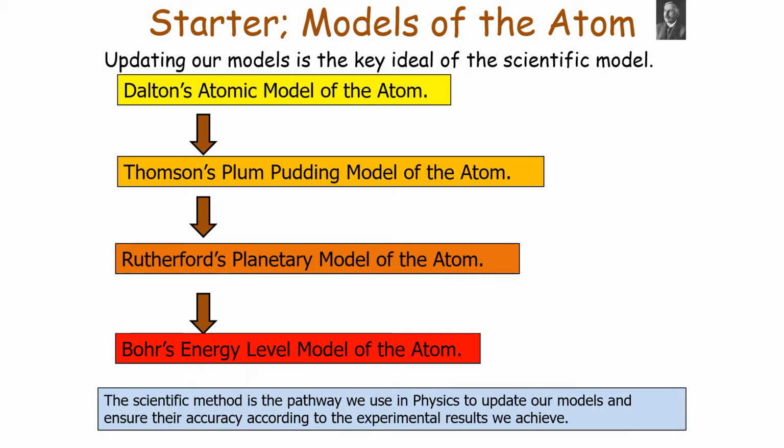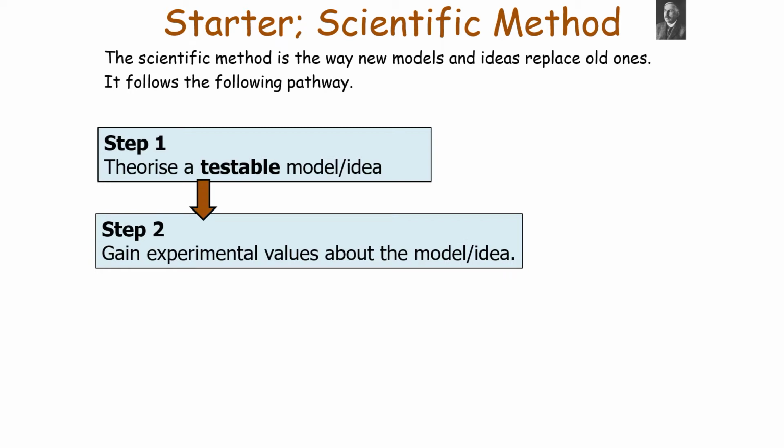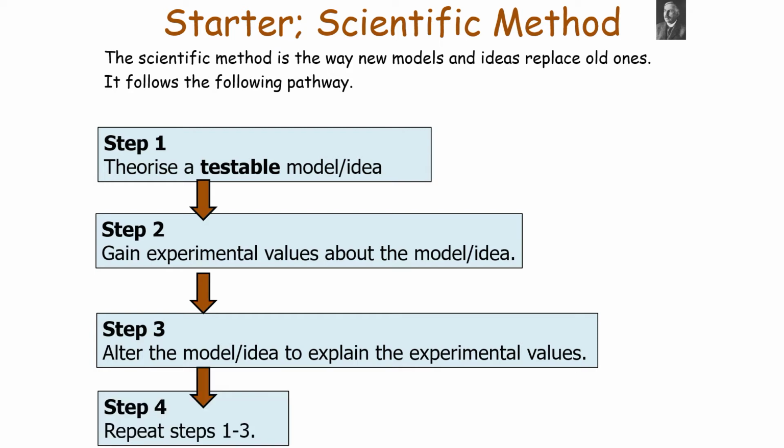Now, the scientific method is the pathway we use in physics to update our models and ensure their accuracy according to the experimental results we achieve. So the scientific method is as follows. Step 1: theorize a testable model or idea. Then gain experimental values about the model and idea. Then alter the model and idea to explain the experimental values, and then repeat steps 1 to 3.